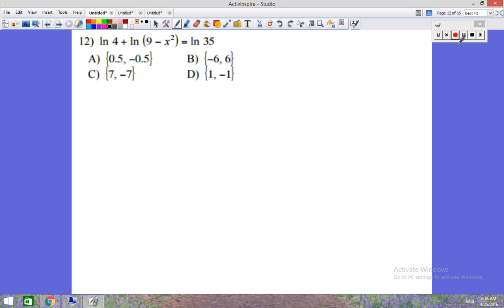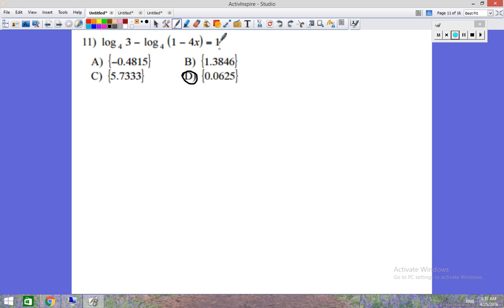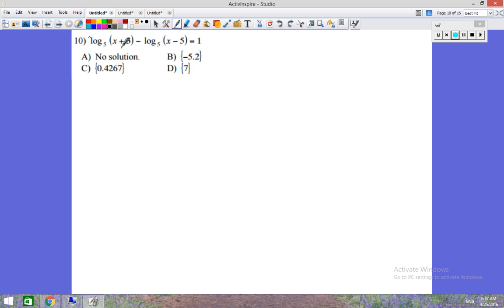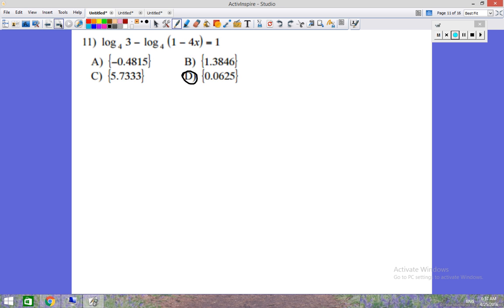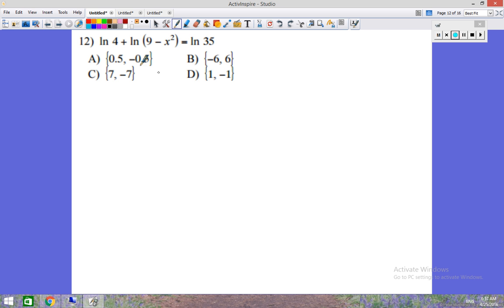Let's take a look at the next one. Alright, so this one we see is slightly different. We have natural logarithms instead of a common logarithm or log base some other value. Natural logarithms are just log base e. But on the right hand side, we also have a natural logarithm, and we didn't before. We had just values, just the number 1. So this one's going to be slightly different.